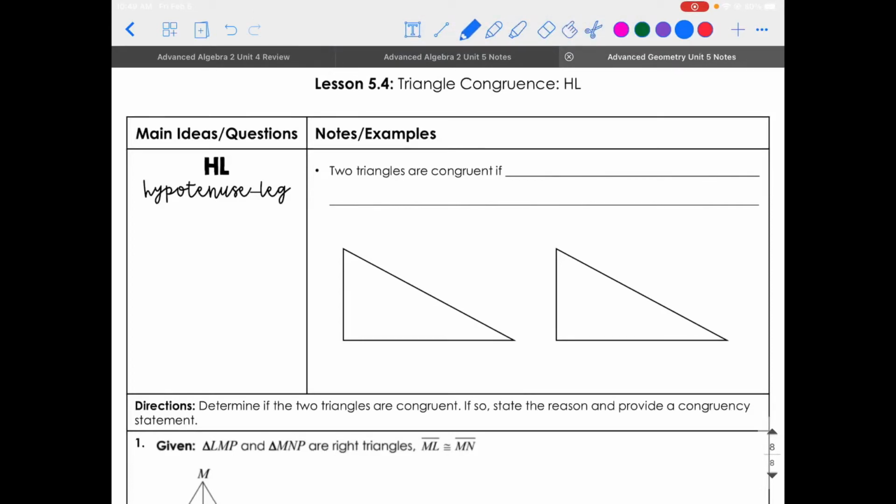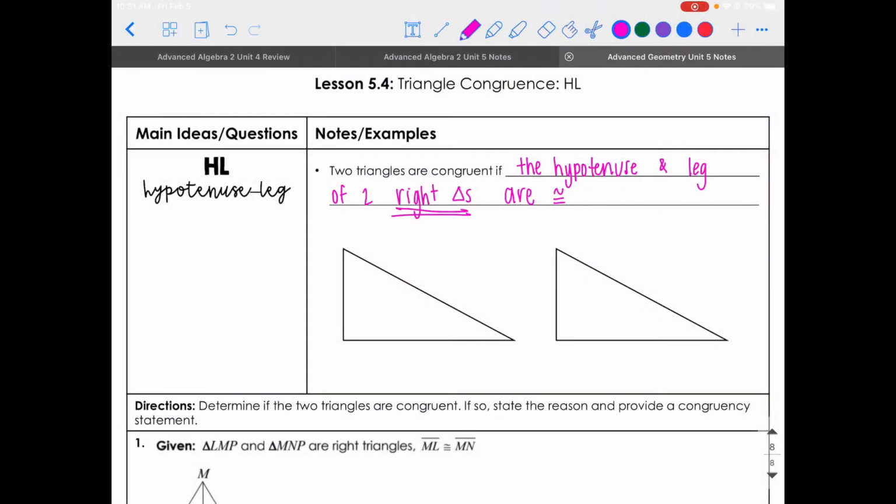Hey everyone, we have made it to the last lesson of Unit 5 and our last triangle congruence, which is hypotenuse leg. And so with this congruence statement, we say that two triangles are congruent if the hypotenuse and leg of two right triangles are congruent.